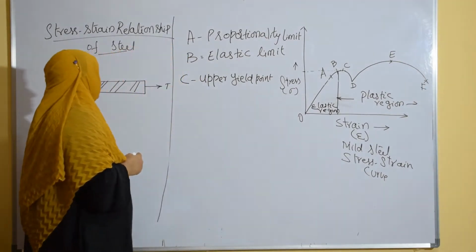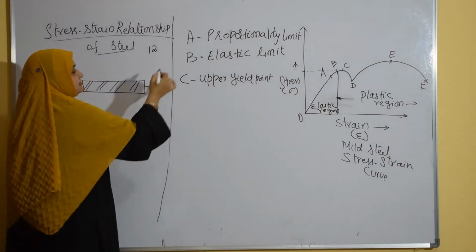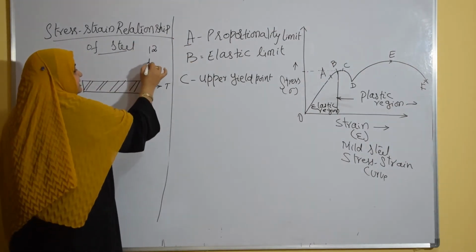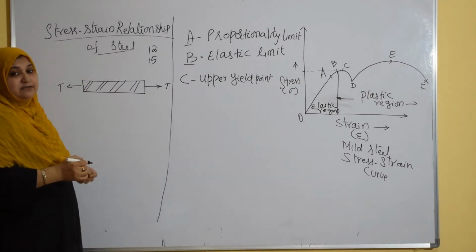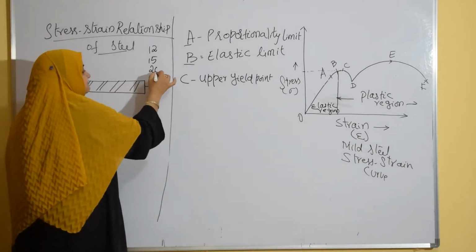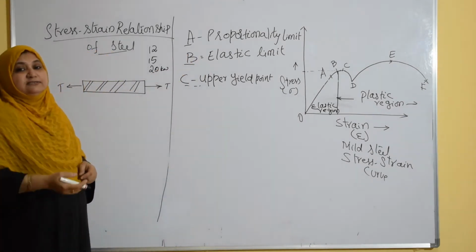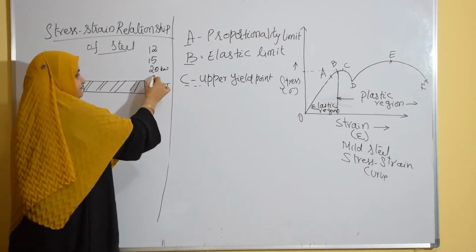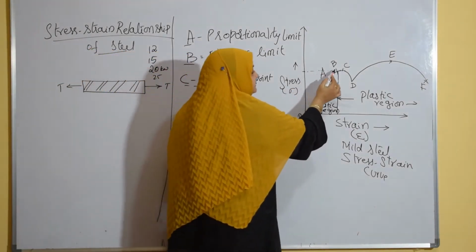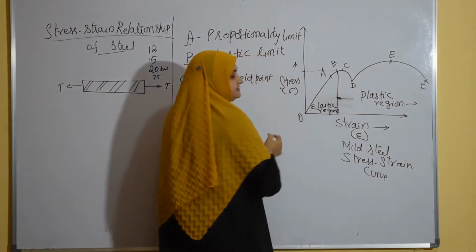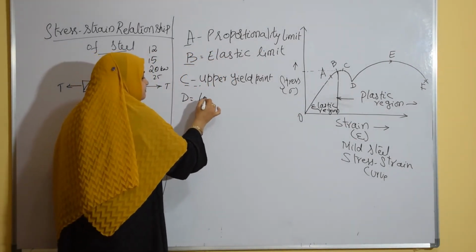Fine. So again you are increasing the load. For example, suppose initially it was 12, and we got the proportionality limit. At 15, we got the elastic limit. It is just an example, just numbers I am giving you. At 20, suppose 20 kilonewton, the upper yield point has started. Now you are further increasing the load, say 25. So we find a falling point on the curve, D. That point is called the lower yield point.